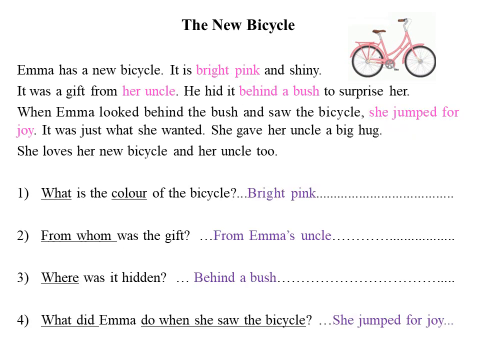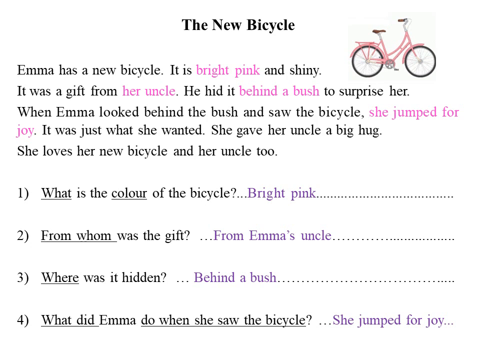Now shall we check your answers? Number 1. What is the color of the bicycle, children? Oh yes, it's bright pink. Number 2. From whom was the gift? The answer should be from Emma's uncle. If you have written uncle or from uncle, keep in mind that it's wrong. You have to definitely write Emma's uncle or her uncle as your answer.